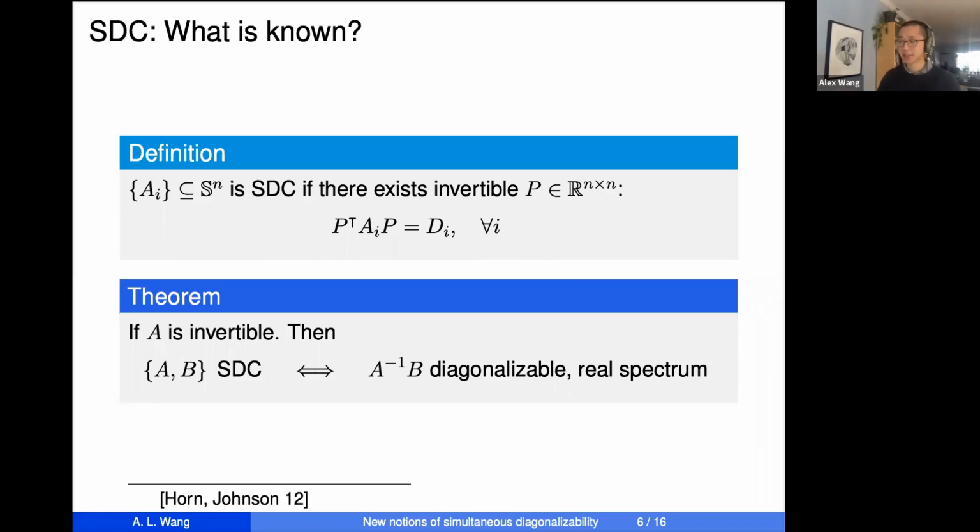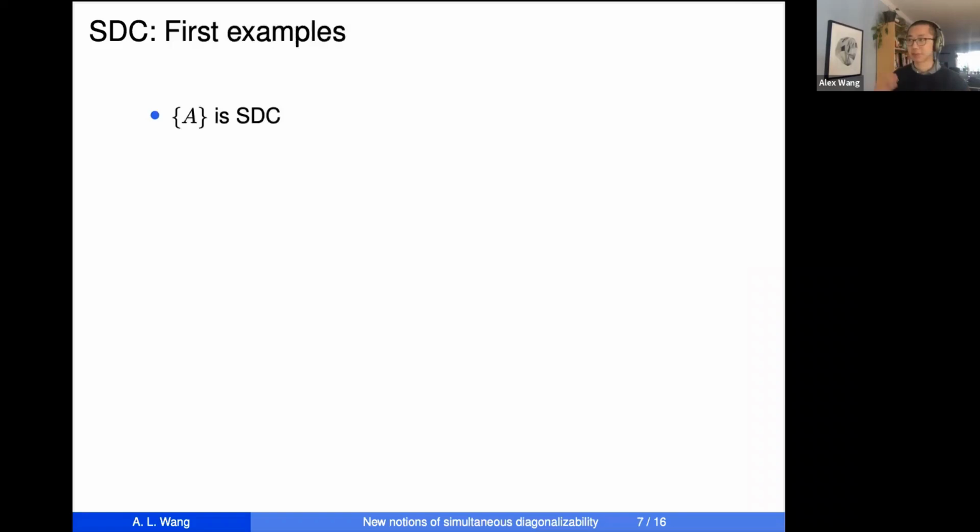So this definition and this theorem are probably still a little mysterious. Let's see some examples. For the first example, I'm going to see if anyone can help me with this. I claim that a single matrix A, this is a symmetric matrix, is SDC. Can anyone tell me why?